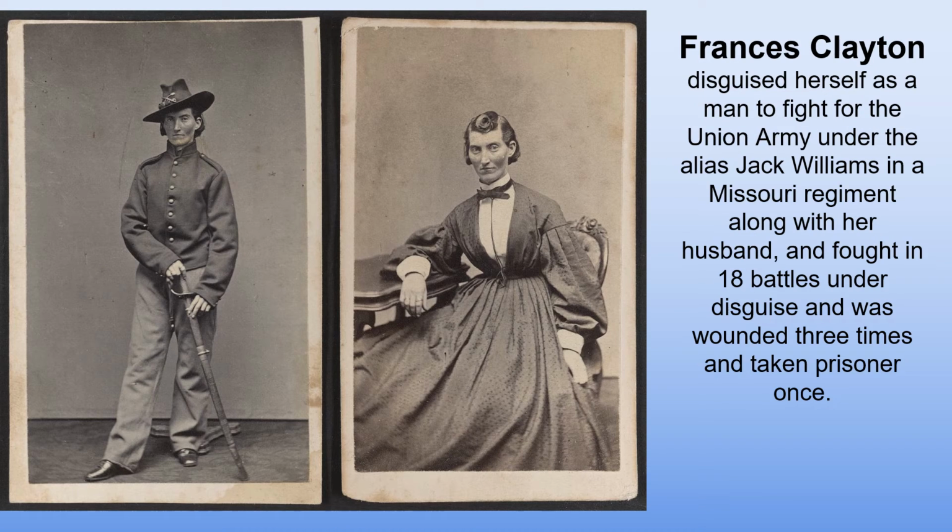Frances Clayton, who went under the name of Jack Williams while she was fighting, disguised herself as a man to fight for the Union Army. She fought in the Missouri Regiment and actually fought next to her husband as well. She fought in 18 battles under disguise and was even wounded 3 times and taken prisoner at one point.